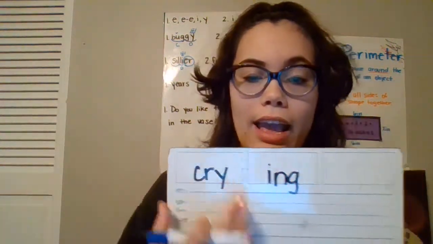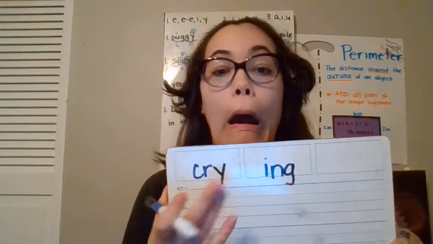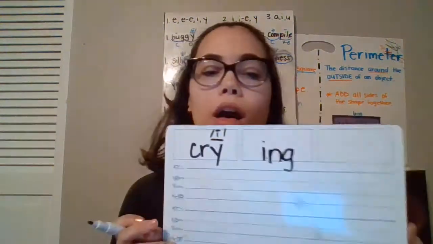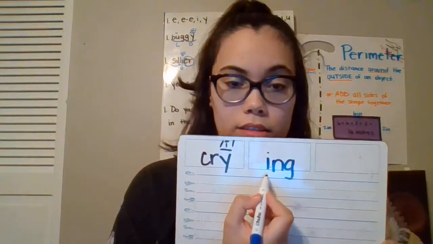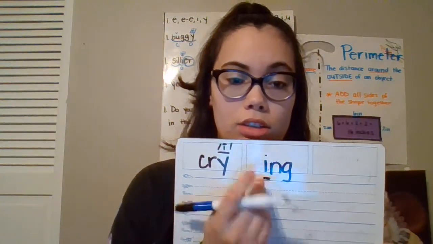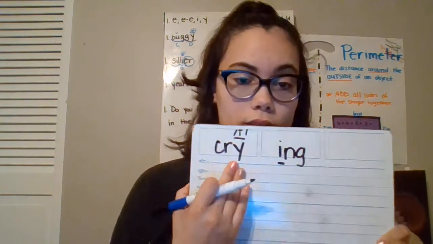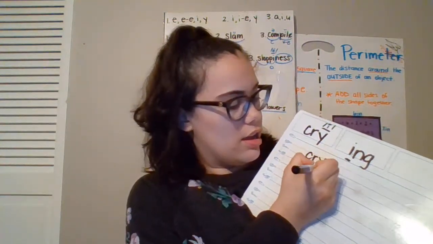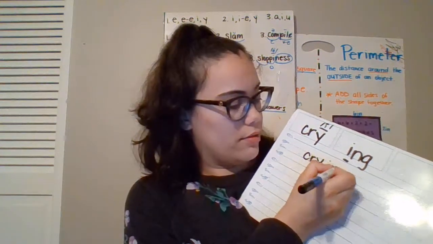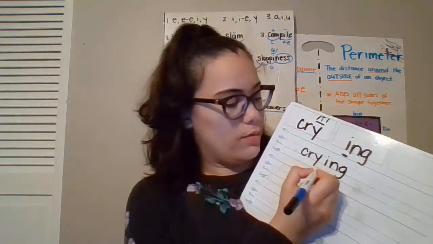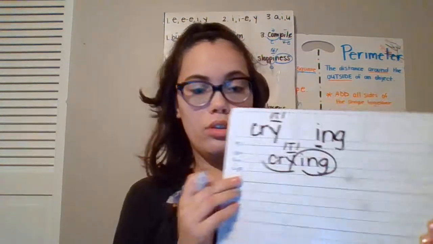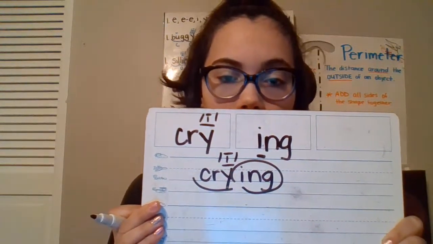Okay, crying. So notice how the Y goes I. Crying. Look at the suffix. It starts with an I. So because it does that, the Y is going to stay the same. So we cry. Okay, circle. Crying. Just like that. Easy peasy, right?